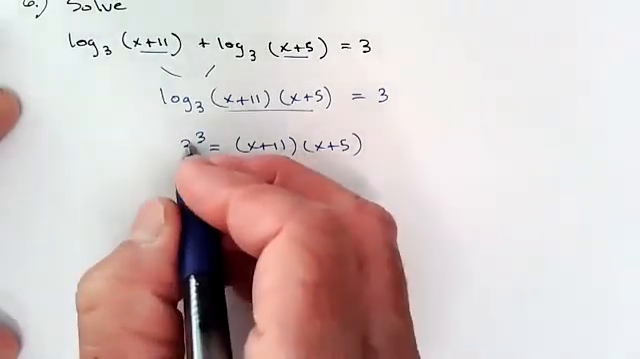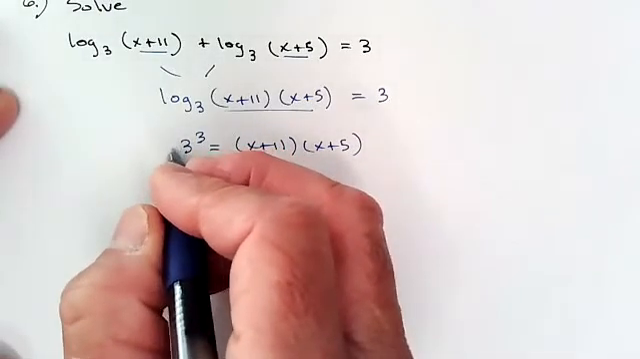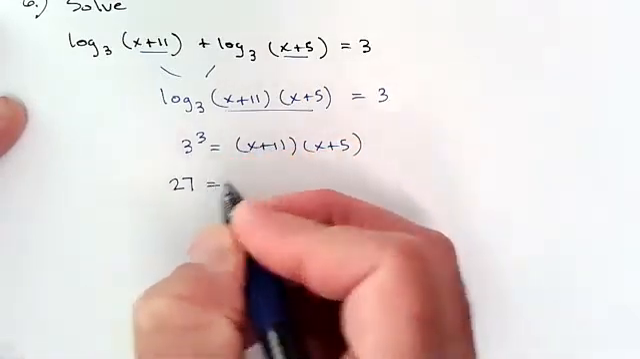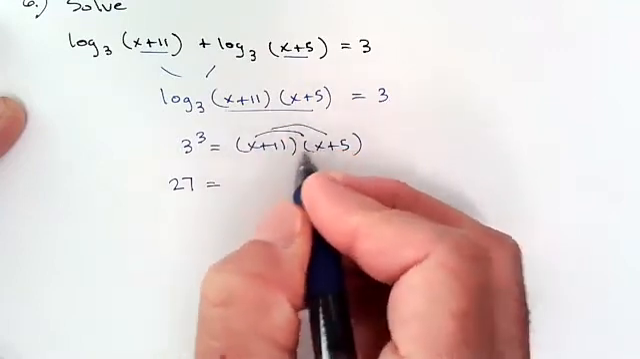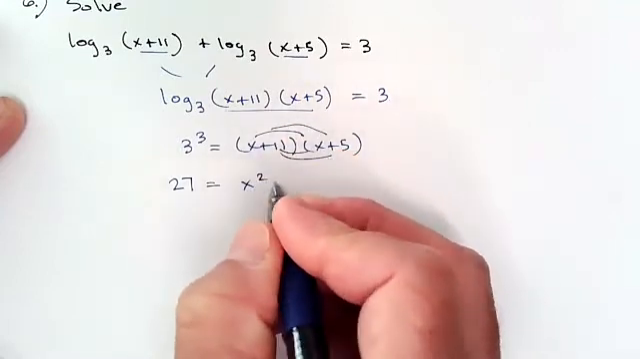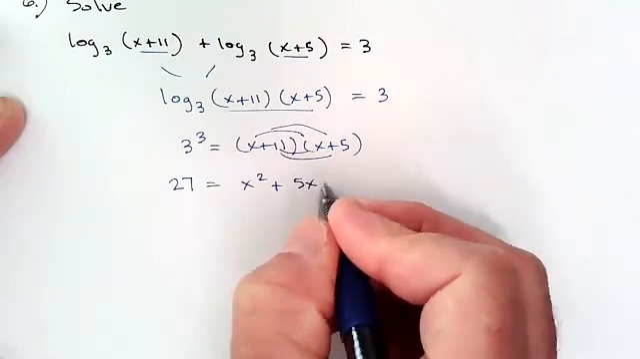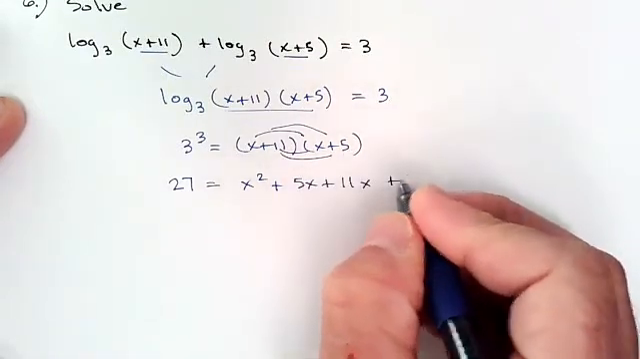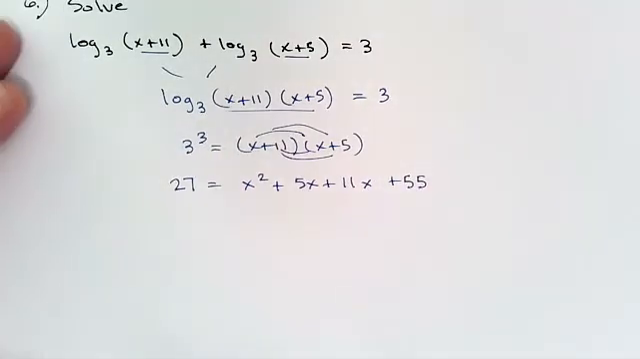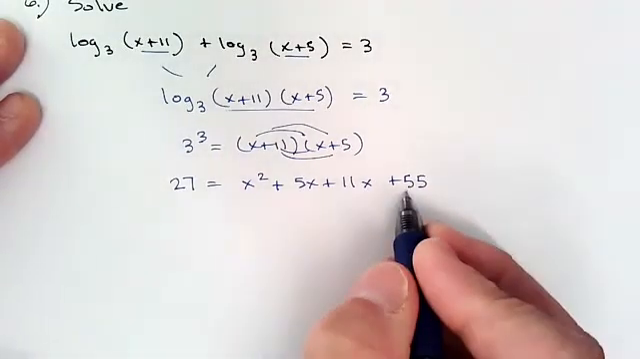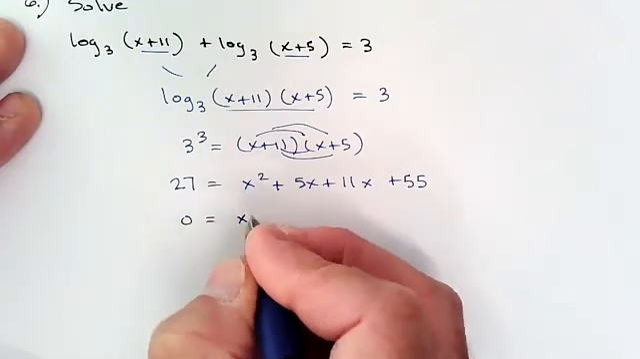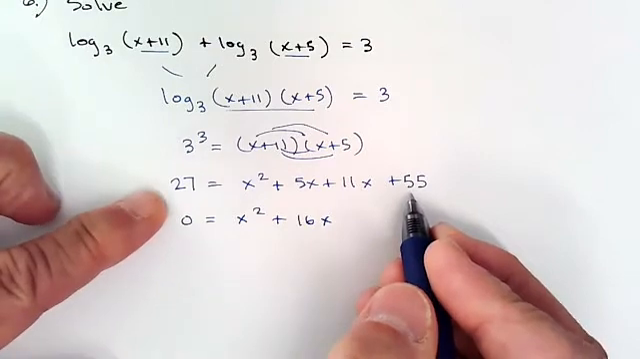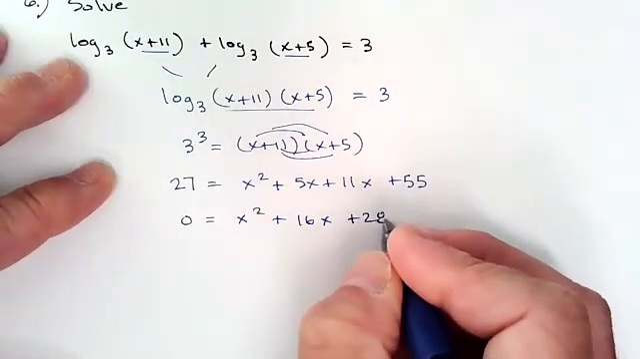This is all nice and factored, but that would only be useful if this was equal to 0. So what I have to do, unfortunately, is, first of all, let's make that 27. I have to multiply this all out. x squared plus 5x plus 11x, and then that was 11 times 5, that's plus 55. Move this over. So that will make the 0 equals x squared plus 16x. If you subtract 27 from 55, you get 28.